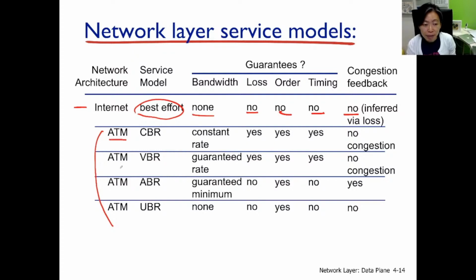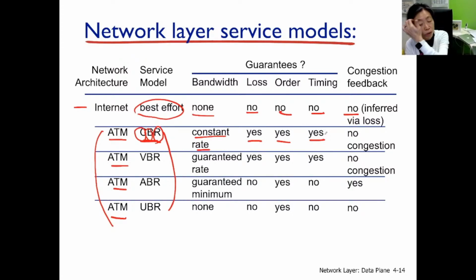Now, ATM, quite sophisticated, actually provides a spectrum of service models. CBR stands for constant bit rate service. It guarantees a constant rate, so this is perfect for constant data streams. It guarantees that there's no loss, packets arrive in order, and the timing of the packets is also guaranteed. It's going to be constant. And there's not going to be congestion at all, so there's no need for congestion feedback.